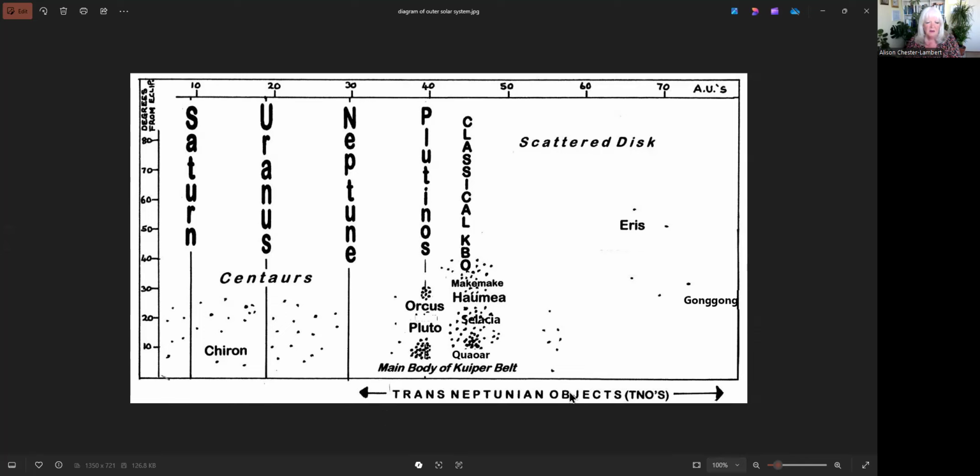And then we come to the Kuiper Belt, the main body of the Kuiper Belt, with the Plutinos, which are Orcus and Pluto, and the classical Kuiper Belt objects, Makemake, Haumea, Salacia, Quaoar. And then over here, the scattered disk, Eris, Gonggong. So this was just another view of the solar system.